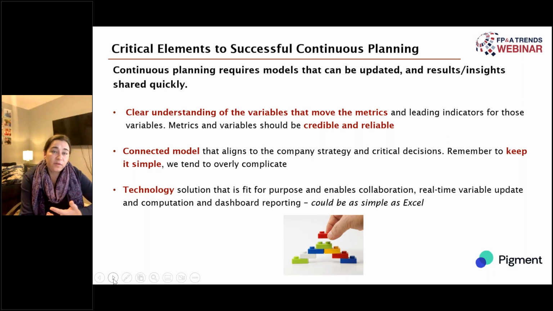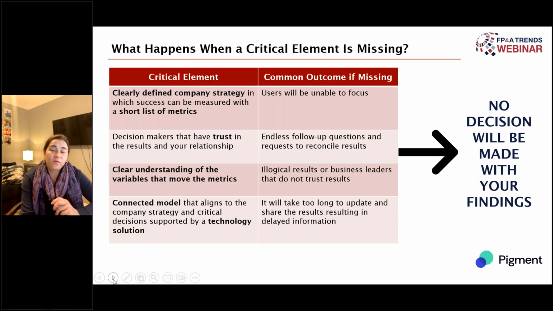And you also need the capabilities to share the information, the insights and the analytics in a mechanism in which those results are at the fingertips of the people who need them the most. Moving on to the next slide. So what happens if those elements aren't in place?